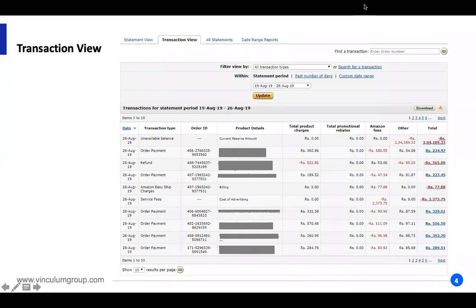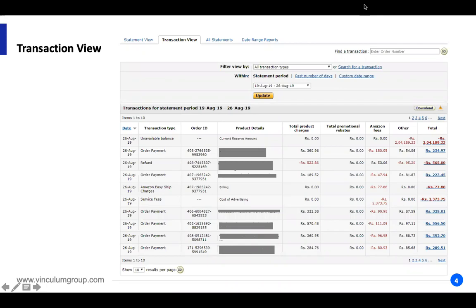Coming to the transaction view, this is how the transaction looks. If you see the current reserve amount in the first row, there is an amount which is held back by the Amazon marketplace. We will also know in the further slides what this amount means. Basically, the amount is split into the payments where you have fulfilled a particular order which you have received.